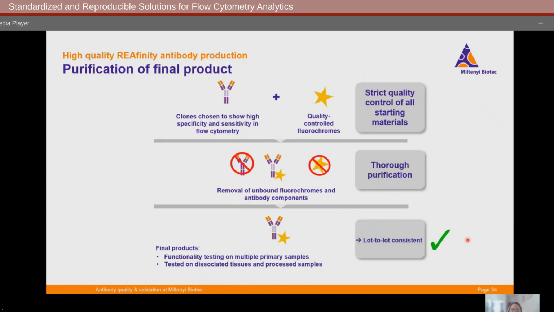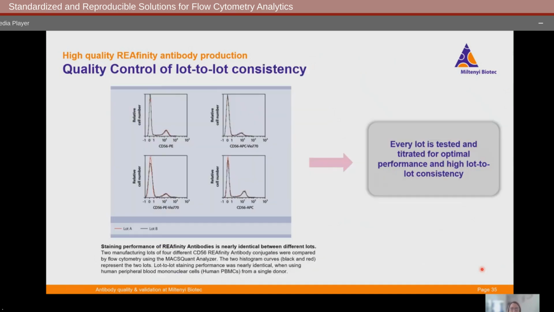And we do final functionality testing, which I'll get into a number of examples of here, on those primary samples to really ensure that the antibody is performing accurately and precisely as intended. These functionality tests are often done on a mix of dissociated and processed samples to really attempt to cover the different types of samples that many researchers use. And of course, these studies are always performed with a titration. So you're really getting a much more lot-to-lot consistent product than you would from potentially other manufacturers who don't go through this type of process.